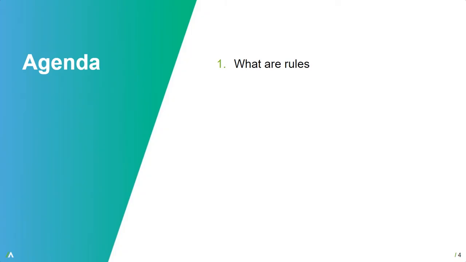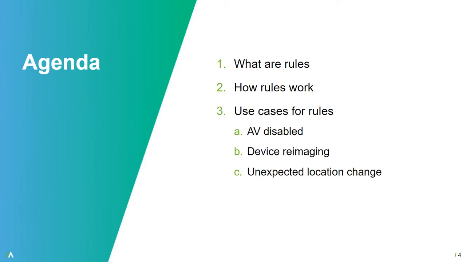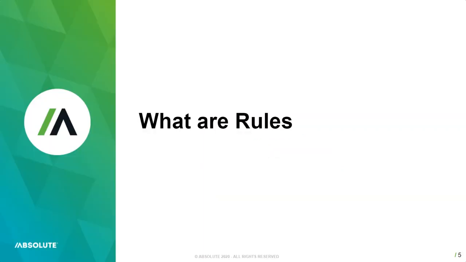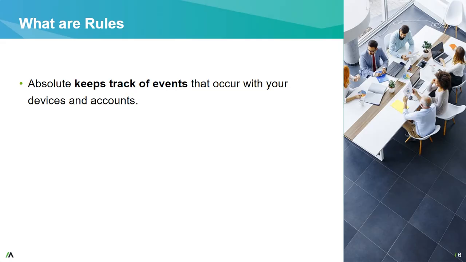The agenda of today's webinar is to learn what rules are and how rules work. We'll cover some use cases for rules, like antivirus is disabled, device reimaging, or unexpected location change. And then we'll go over a preview of some upcoming geolocation enhancements. So let's start with what are rules.